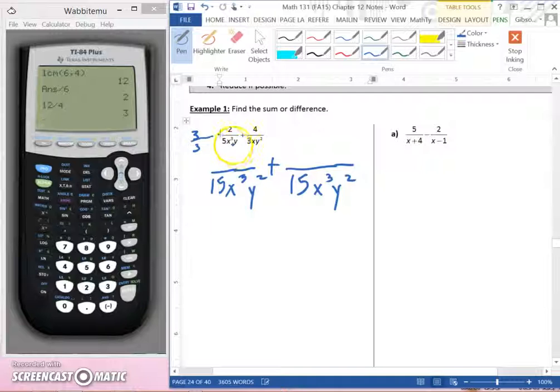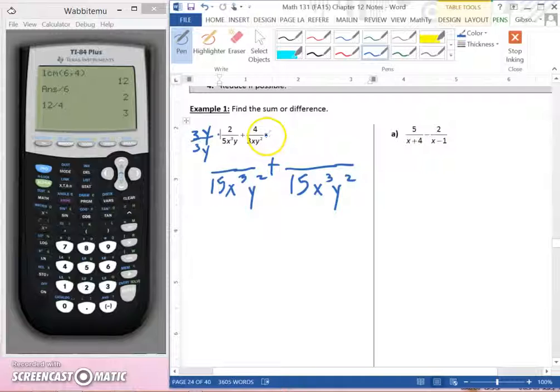So now we have to look at the variable. Since this denominator has x cubed, we don't have to multiply the numerator and denominator by a value of x. But we look here at this y. We want y squared, right? In order to get y squared from just y, we will multiply the numerator and denominator by y. So we're multiplying the numerator and denominator by 3y for this first fraction.